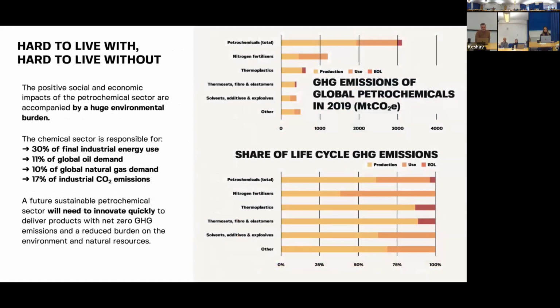So just some facts there: 30% of final industrial use, 10% of global oil demand, 10% of natural gas, 17% of the industrial CO2 emissions are related to this petrochemical industry. And we're trying to provide these graphs breaking down across different types of petrochemicals and where in the life cycle the emissions occur. So it's kind of ongoing work.